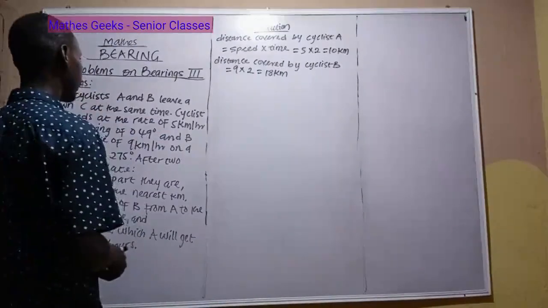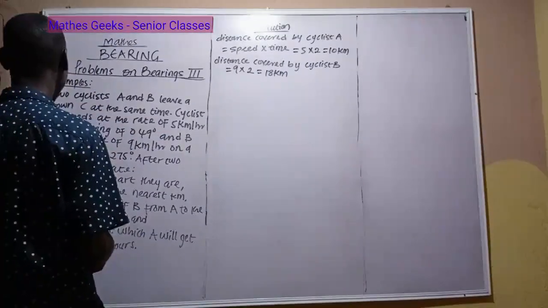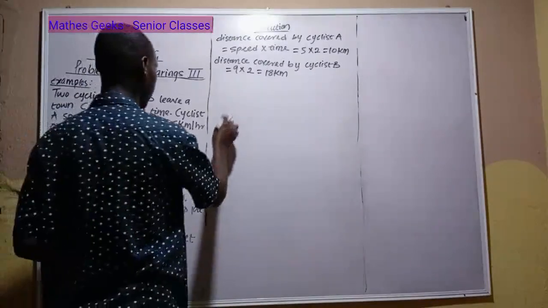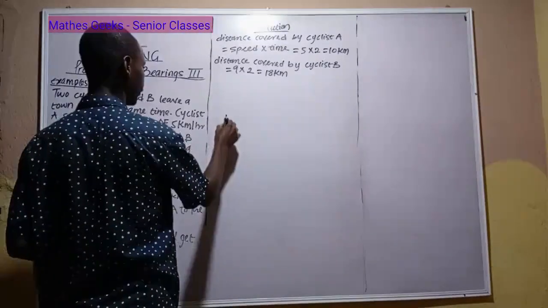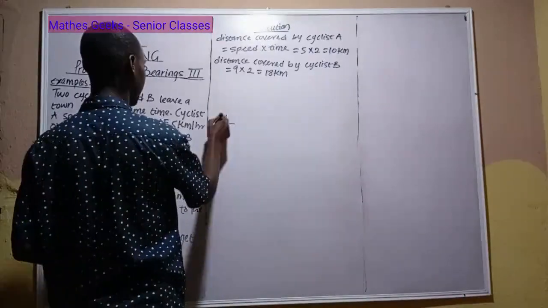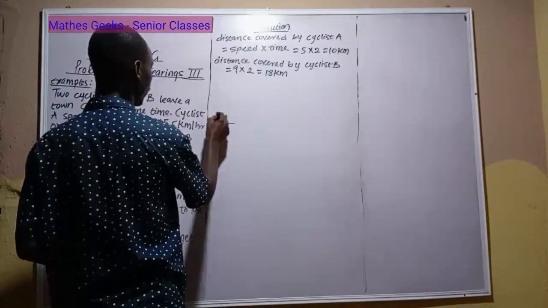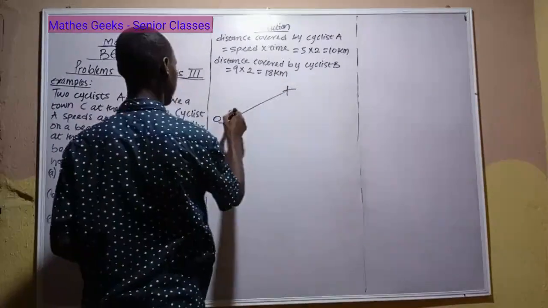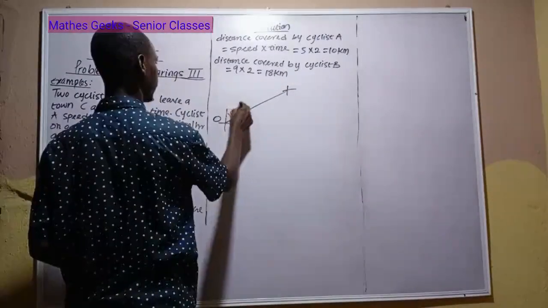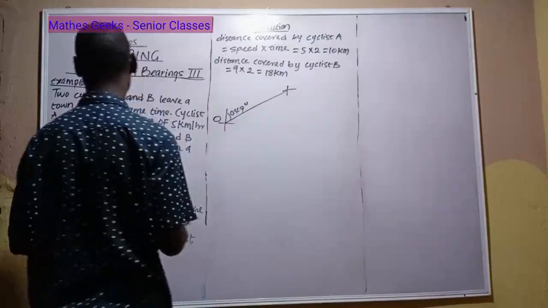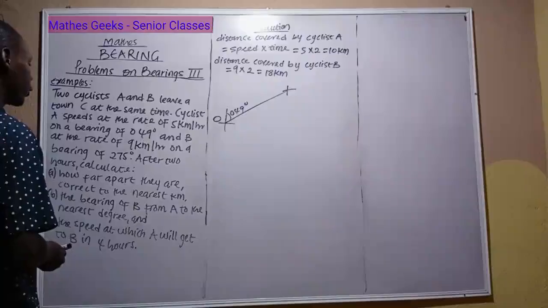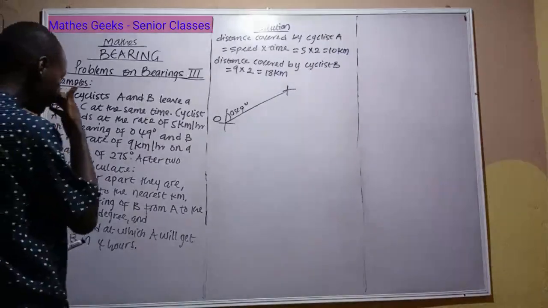So two cyclists A and B. This cyclist A speeds at the rate of 5 kilometers per hour on a bearing of 49 degrees. So this is the starting point, so let's call it O. So this will give us 49 degrees. And cyclist B at the rate of 9 kilometers per hour on a bearing of 275 degrees.